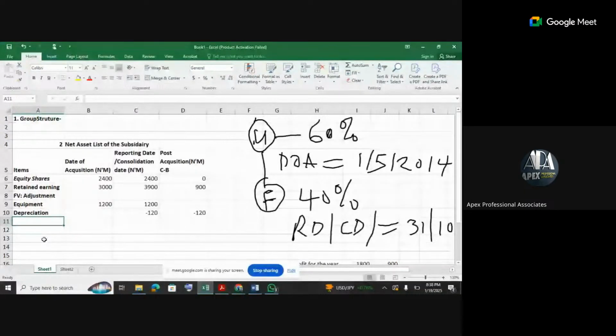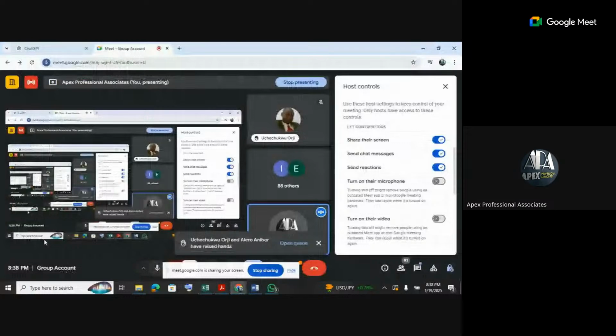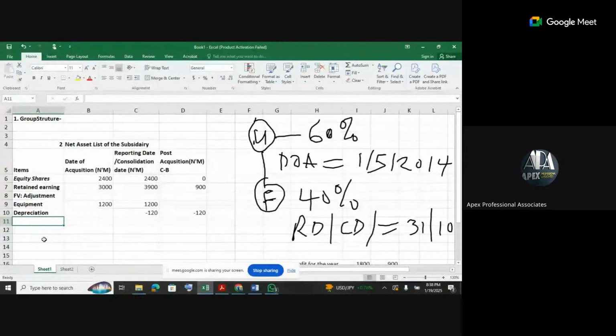And it is in the retained earnings we are supposed to take out the unrealized profit. Now, you could decide to take the unrealized profit now on this net asset list, or when you are calculating the retained earnings of the parent in the future, as you go on with your computation, you can now take it out. But I prefer to take it out from here. So we have unrealized profit.